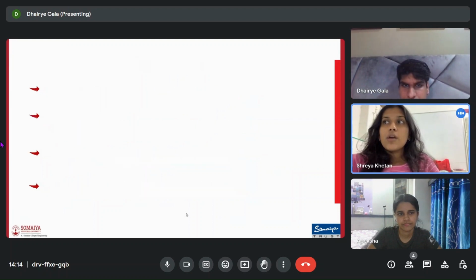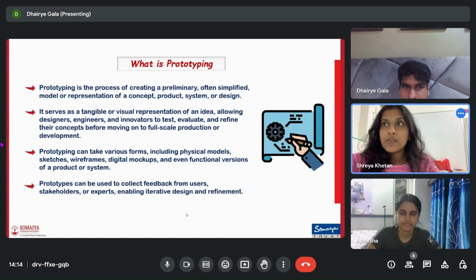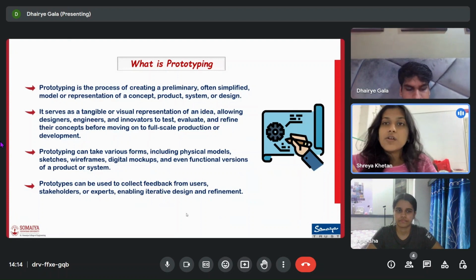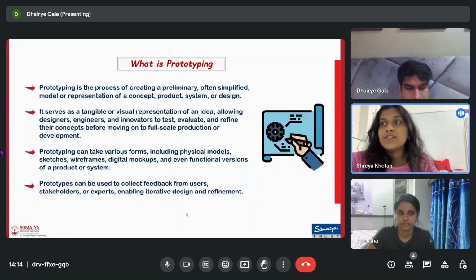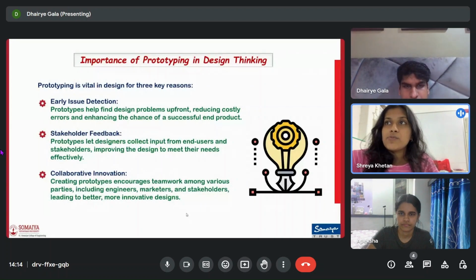Now, let's talk about what is prototyping. Prototyping is the process of creating a basic, often simplified model or representation of a concept, product, system, or design. Prototyping can take various forms, including physical models, sketches, wireframes, digital mock-ups, and even functional versions of a product or a system. Prototyping can then be used to collect feedback from users, stakeholders, or even experts for that matter, enabling iterative design and refinement.